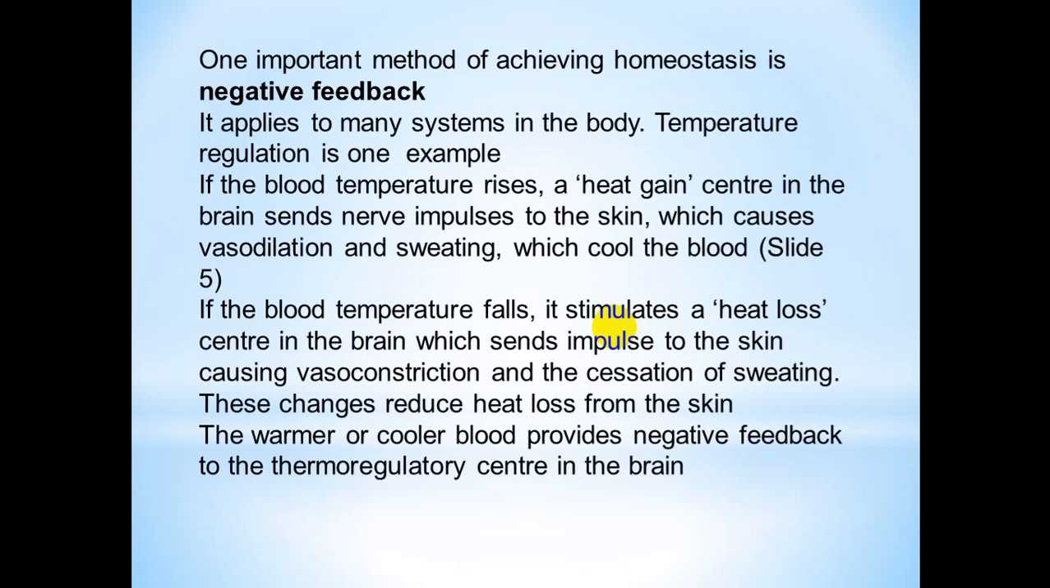One important method of achieving homeostasis is negative feedback. تحدثنا عن negative feedback في السلايد السابق وقلنا إذا تزداد التراكيز النواتج راح تقل المحفزات أو المتفرعات. This applies to many systems in the body. Temperature regulation is one example. على سبيل المثال هو temperature درجة الحرارة عندما تزداد أو تنقص.